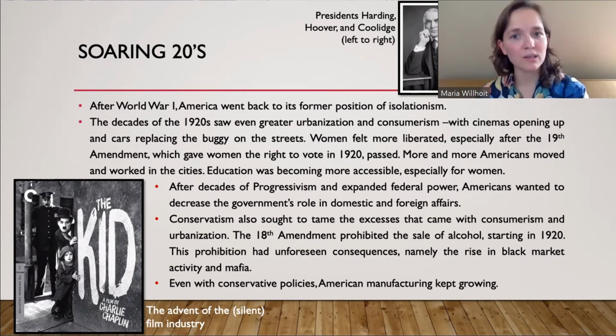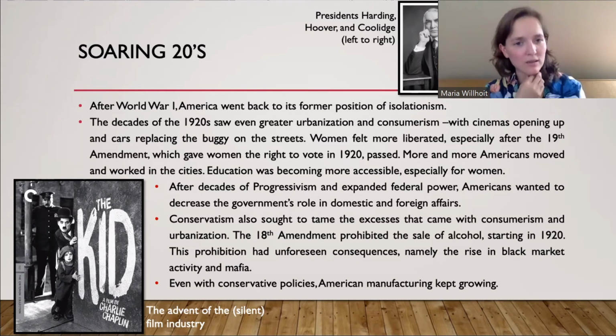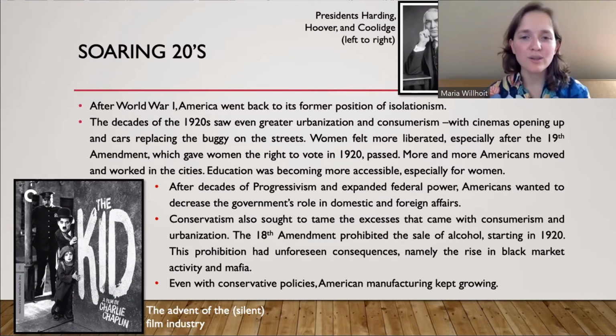Women in particular are feeling more liberated. They're feeling very excited. The 19th Amendment just passed, and the 19th Amendment gave women the right to vote in 1920. And so this kind of creates a feeling of, I have more freedoms, I have more liberty. Even though, we might say it's just the right to vote, it's this idea that women are slowly being viewed and treated as equal. Also, women and Americans in general, they continue to move and work in cities.